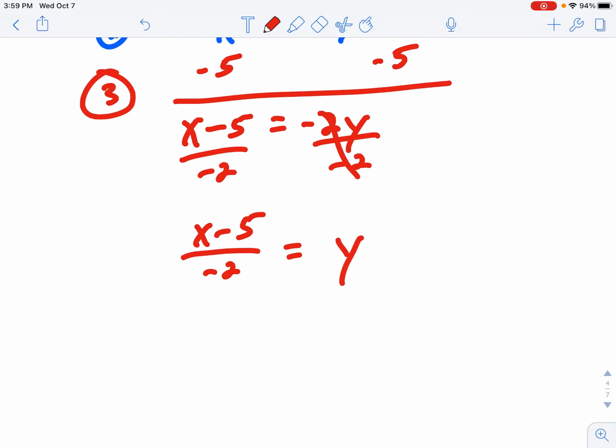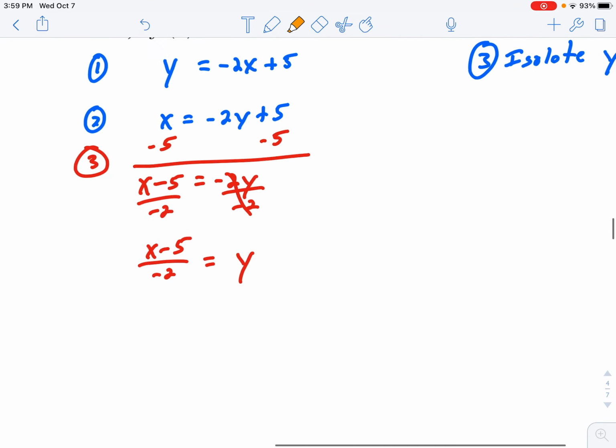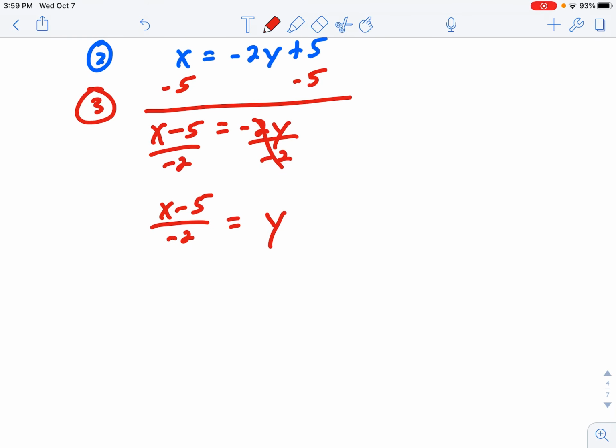Now, there's some issue with having a negative in the bottom of a fraction like this, and also a lot of people like to have what the y equals on the left and the expression on the right. So I'm going to do, how much room do I have? I have a lot of room. Okay, I'm going to do something a little special here. So I'm going to rewrite this: y equals x minus 5 over negative 2.